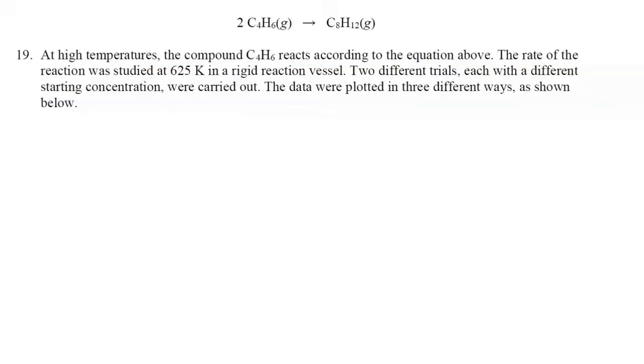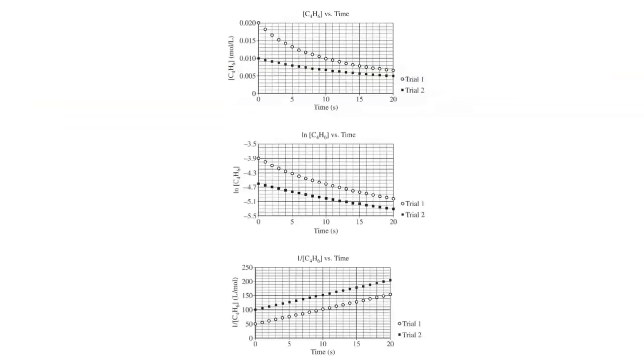This is question 19. At high temperatures, the compound C4H6 reacts according to the equation above. The rate of the reaction was studied at 625 Kelvin in a rigid reaction vessel. Two different trials, each with a different starting concentration, were carried out. The data were plotted in three different ways as shown below. So you can see that on each graph we have two different trials, trial 1 and trial 2. We have concentration versus time, natural log of concentration versus time, and the reciprocal of concentration versus time.